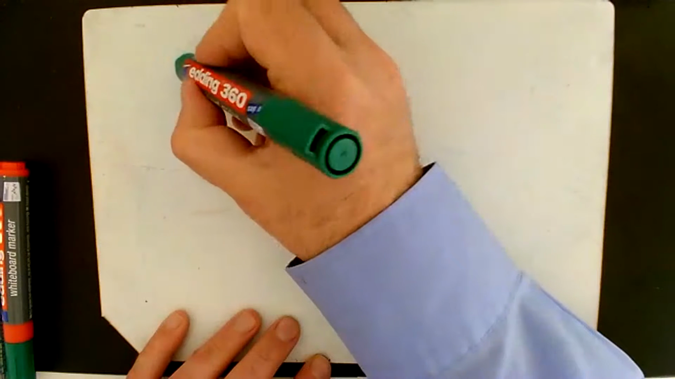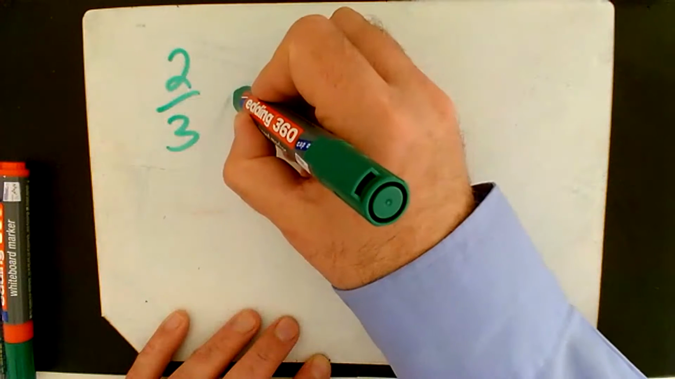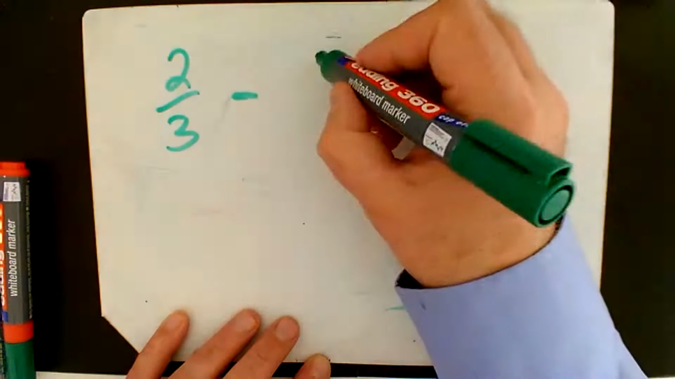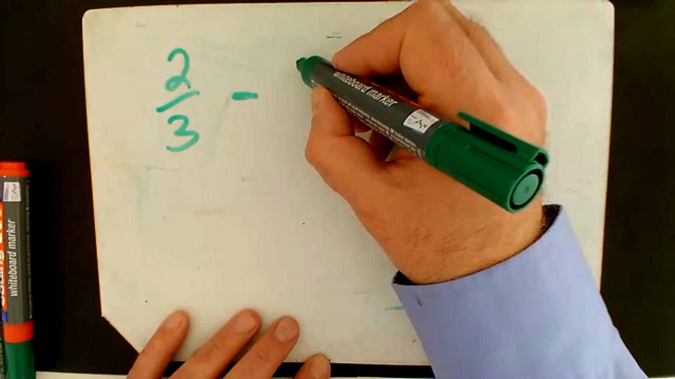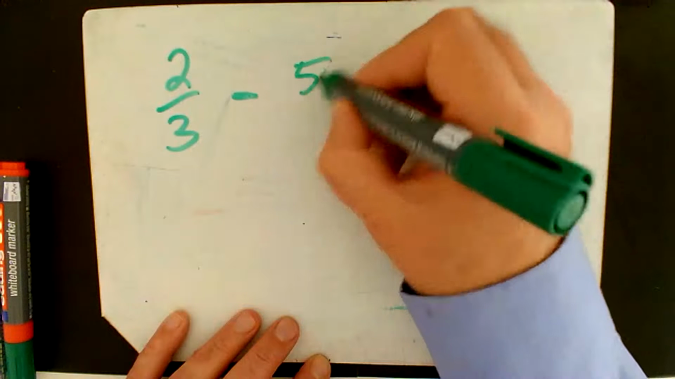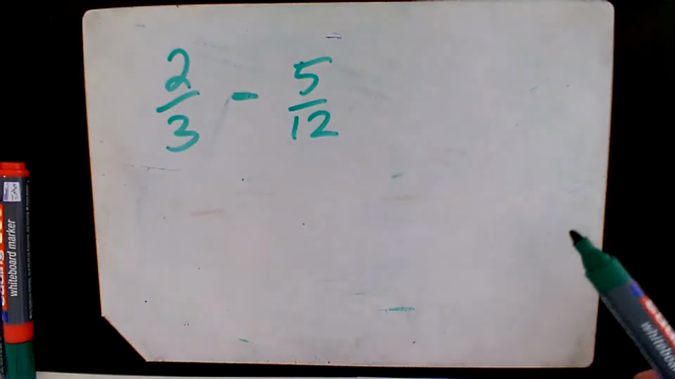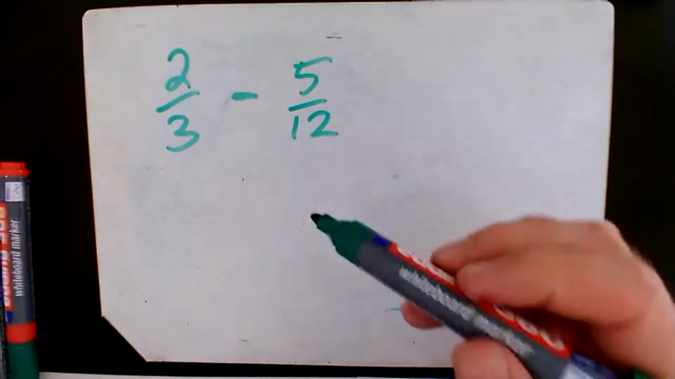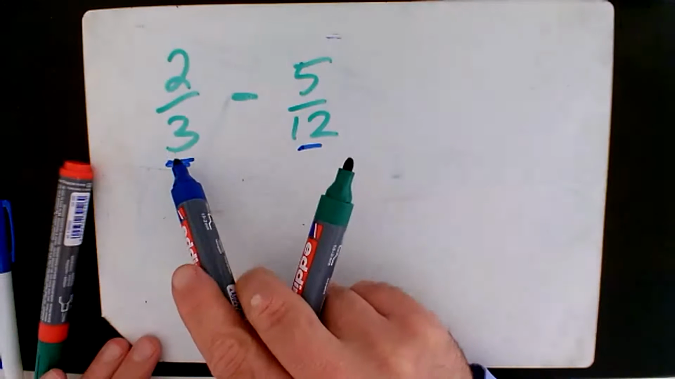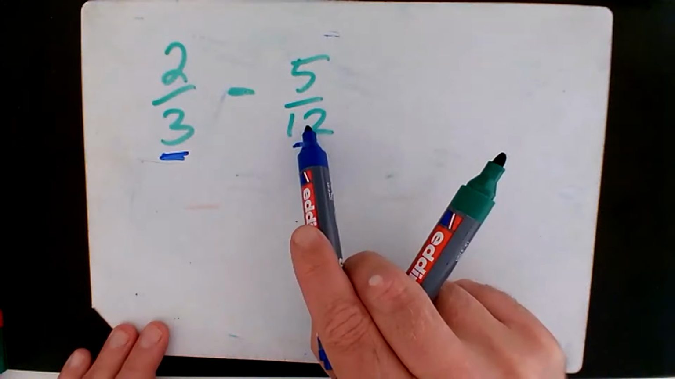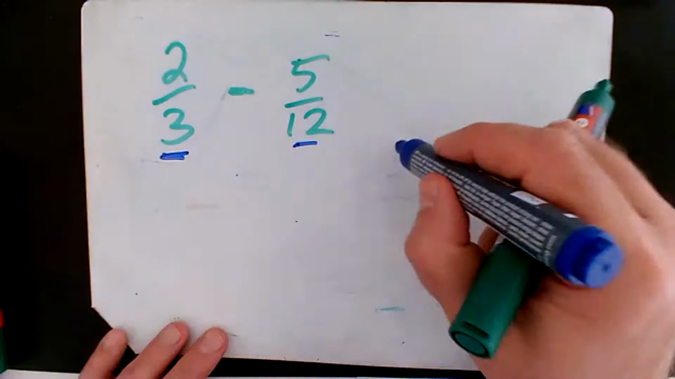So let's look at 2/3. Let's do a subtraction. 2/3 minus 5/12. So again, first thing I ask myself, I can see straight away the denominators are different. The bottom numbers are different. And then I ask myself, will that 3 go into the 12? Yes, it will. The 3 will go into the 12.